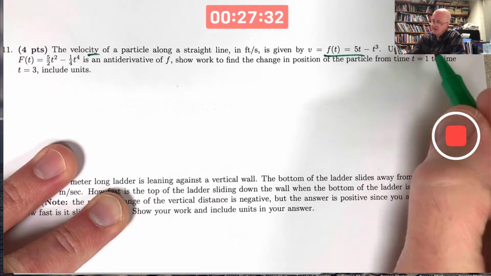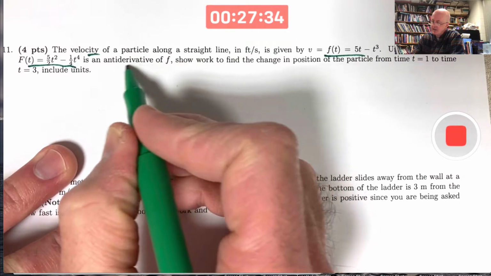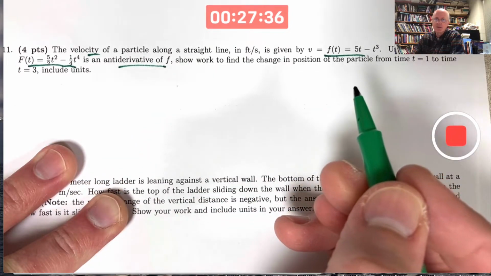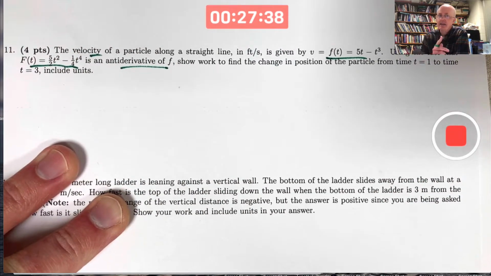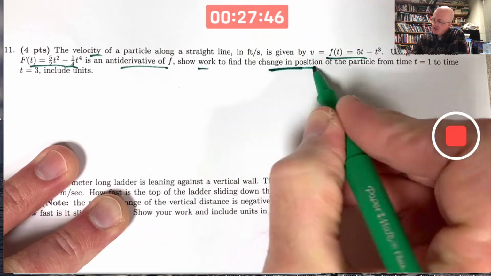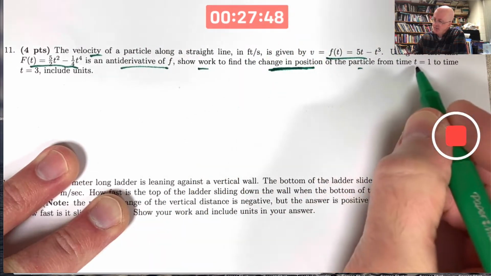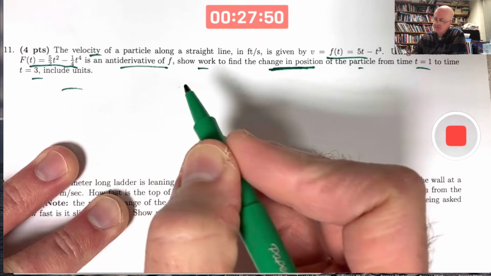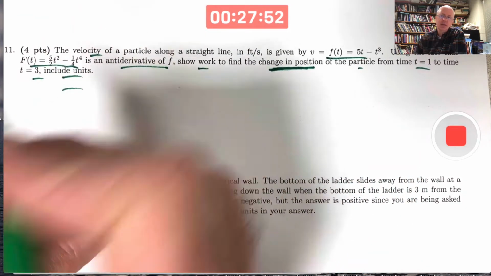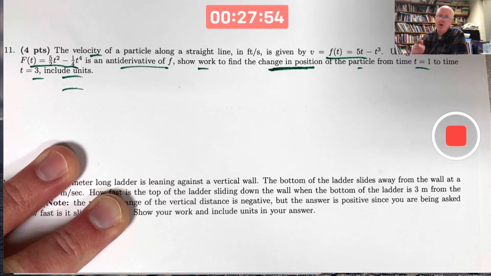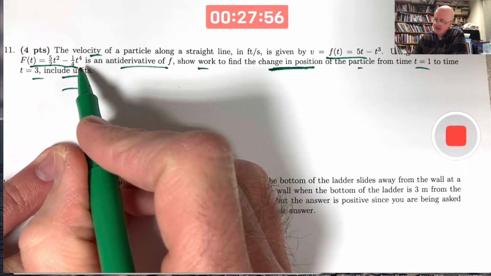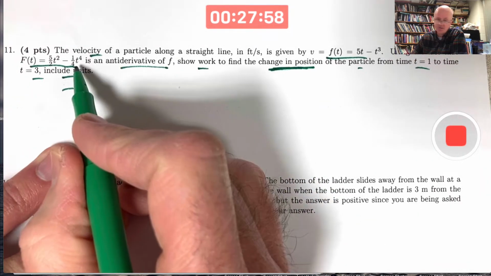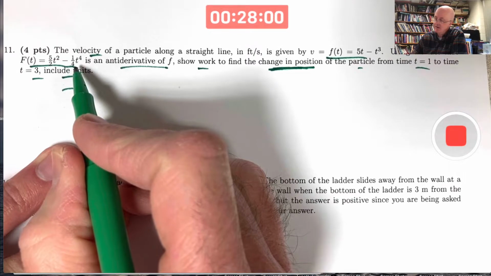Using the fact that this function, capital F, is an antiderivative of little f, though it's not necessarily the position, because you don't know the initial position, show work to find the change in position of the particle from time 1 to time 3, including units. Yes, this function could be the position function, although it only would be if your position at time 0 is 0, because this function's value at 0 is 0.